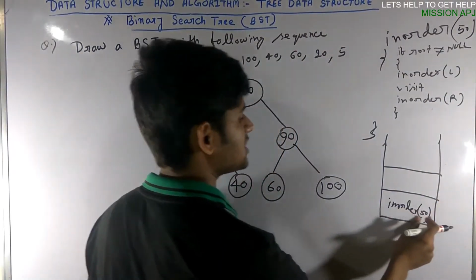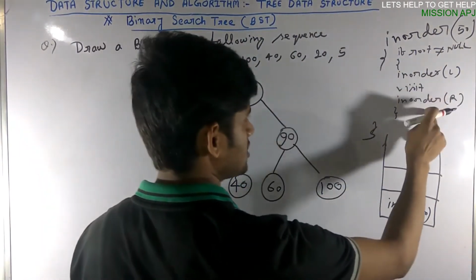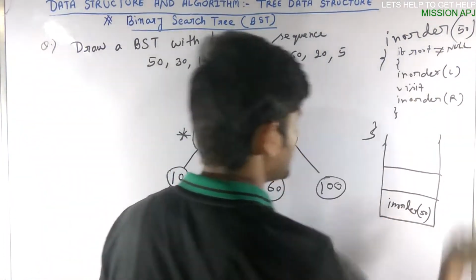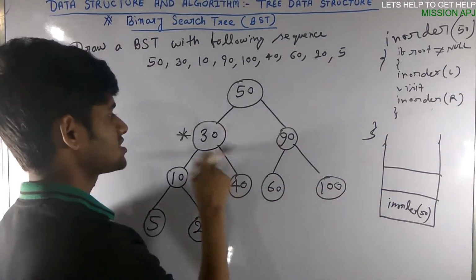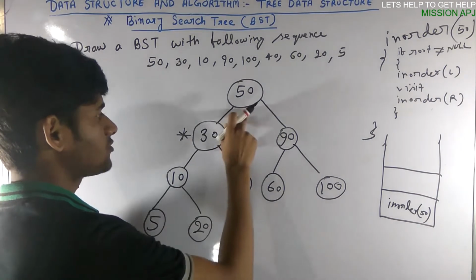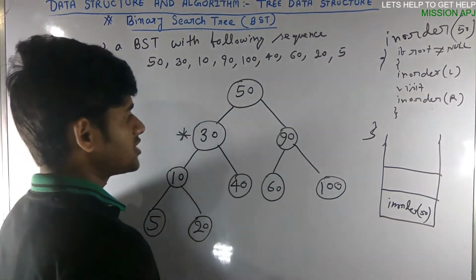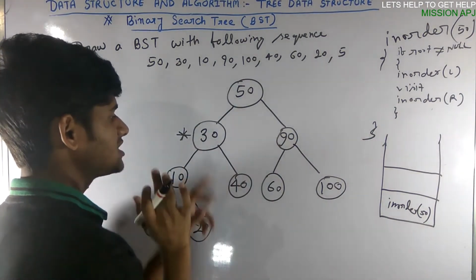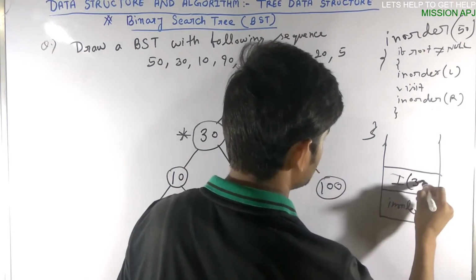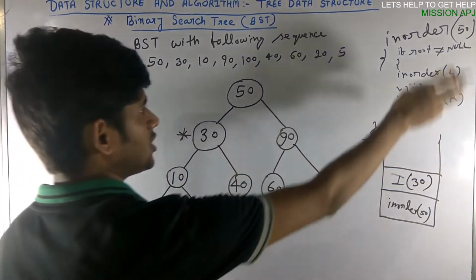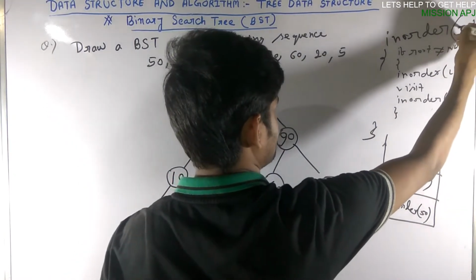So inorder has been called with 50. Now check whether it is null or not. If it is not null, then enter inside and call inorder again with the left subtree. The left subtree of 50 is this one with root node 30. We call the inorder function with this tree, and the root of this tree is 30. So inorder has been called with value 30. Again it will be called. So now we are here with value 30.